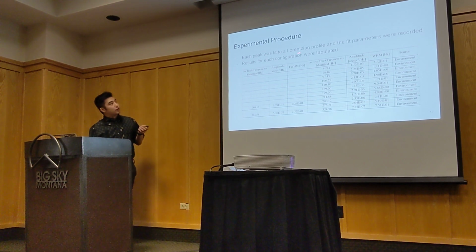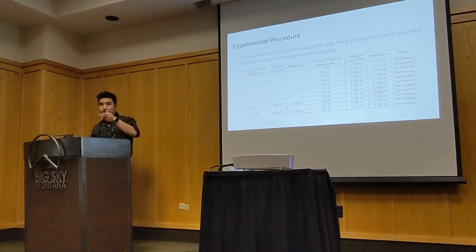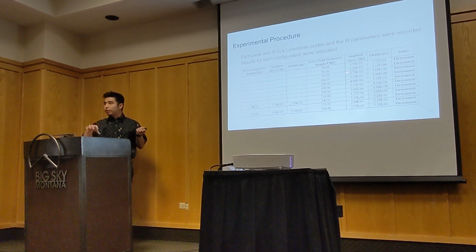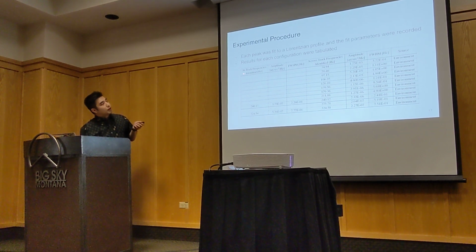The results for each configuration are tabulated like so, where we have the in-track frequencies identified, which is just the center of the fit, the amplitude, which gives us an indication of the power of that frequency in the signal, and the full width half max, which gives us an indication of error or uncertainty. This is repeated for both the in-track and the across-track.